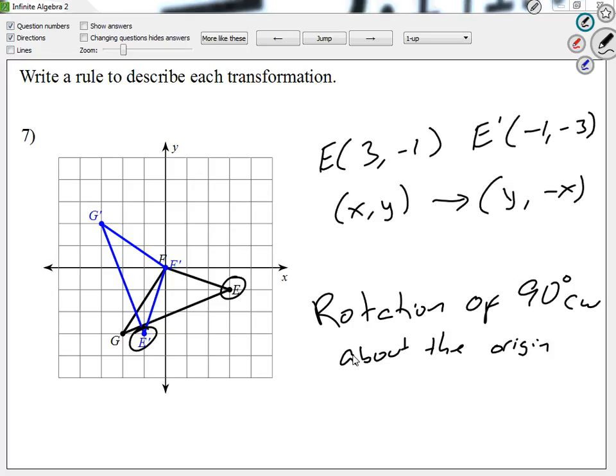If you notice at the beginning that it rotated 90 degrees clockwise, then you could have just written that. Again, 7 through 12, they're visual. But if you cannot see it, follow a point, and then you should be able to see it. Any questions from 7 through 12?